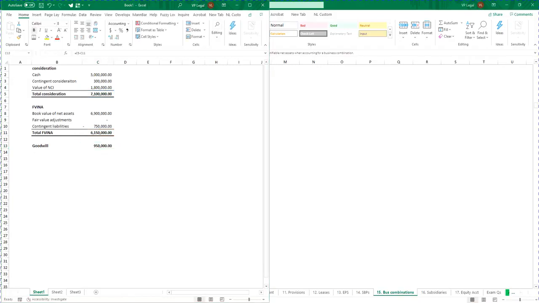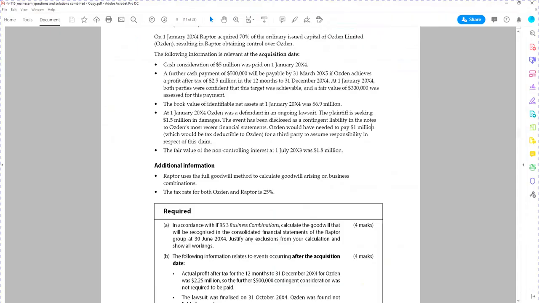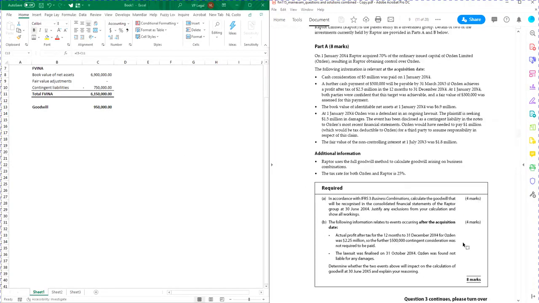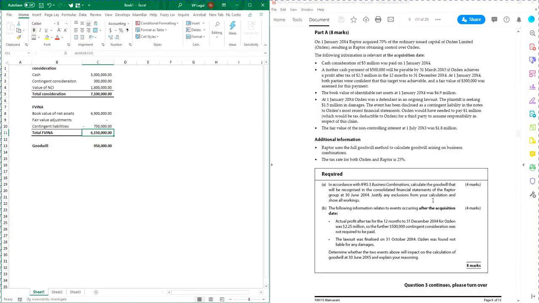So that's all you need to get full marks in the first question of the exam. So you're going to get 4 marks for that. So you're going to get probably 2 marks for calculating the goodwill figure correctly. You're probably going to get 1 mark each for calculating the consideration and fair value correctly as well.